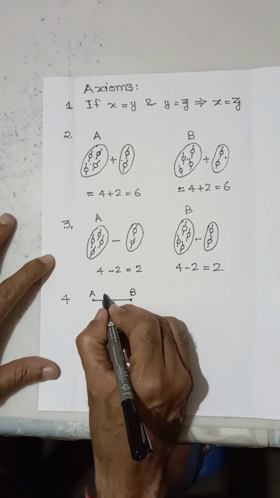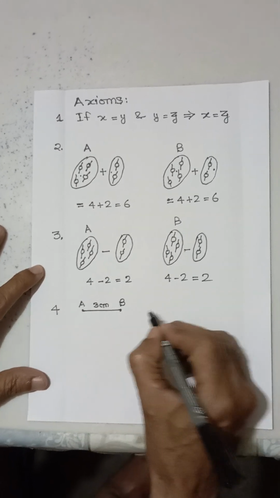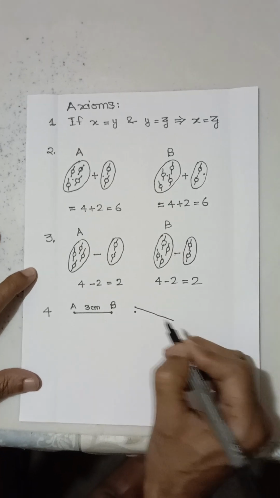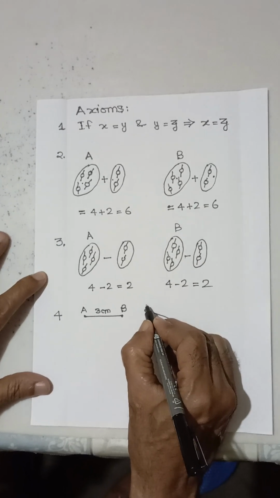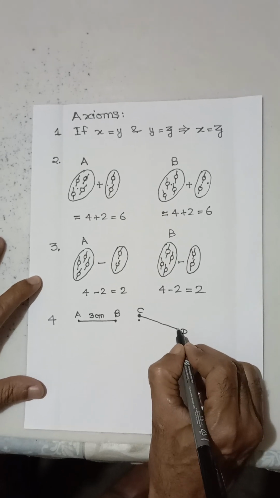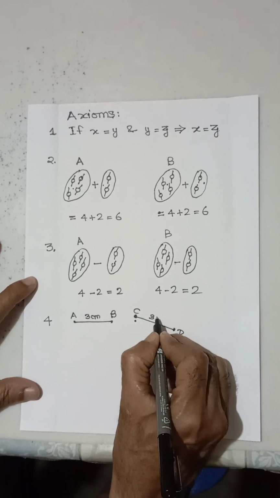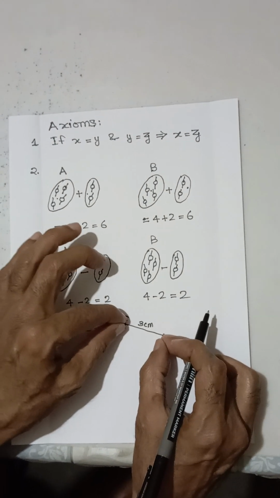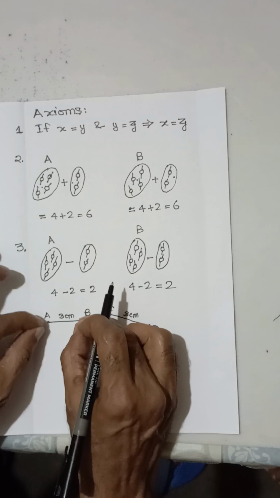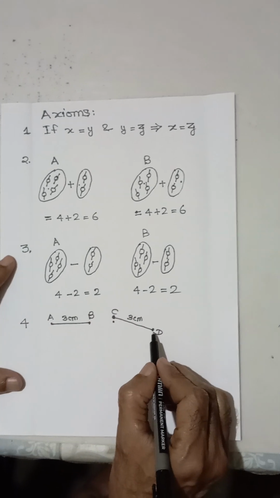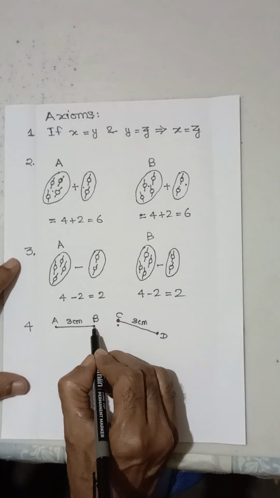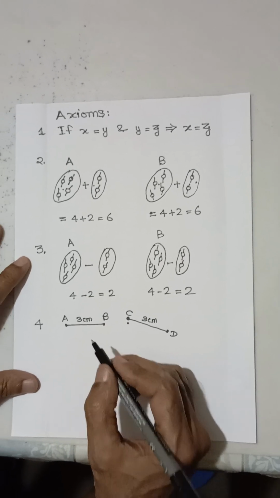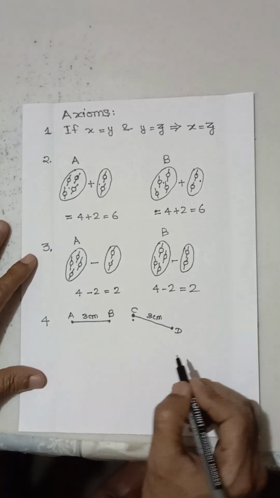We say that it is of 3 centimeter, and there is another line in any direction CD, which is also of 3 centimeter. Now if we take this line and superimpose it on this line, D will coincide with B and C will coincide with A. Then they are equal to one another.